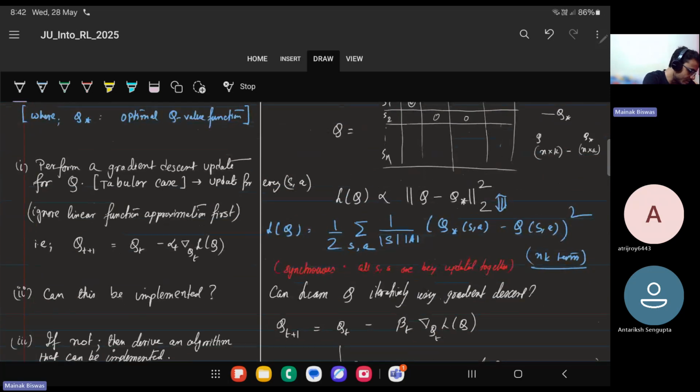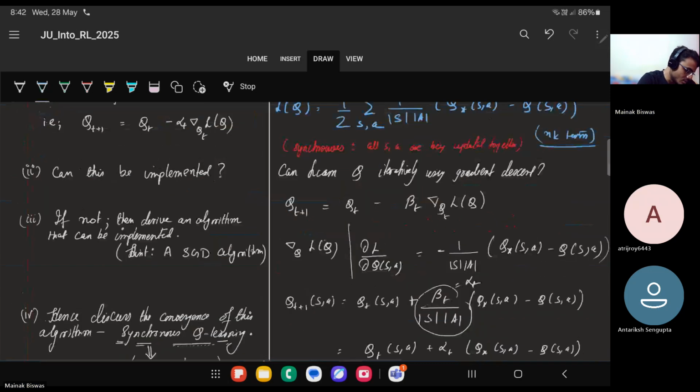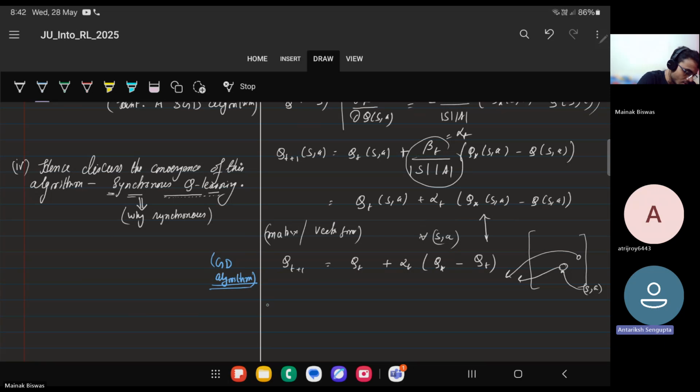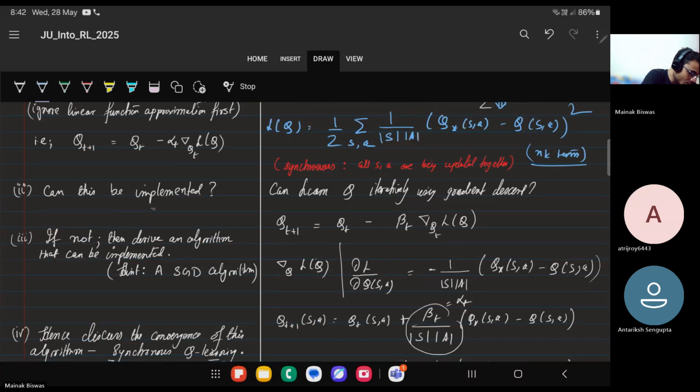Okay, so I have derived this algorithm. Now you tell me what is the problem with this algorithm, the gradient descent algorithm? I don't think we know Q star initially. Correct. Q star is not known. So can it be implemented? Not directly.